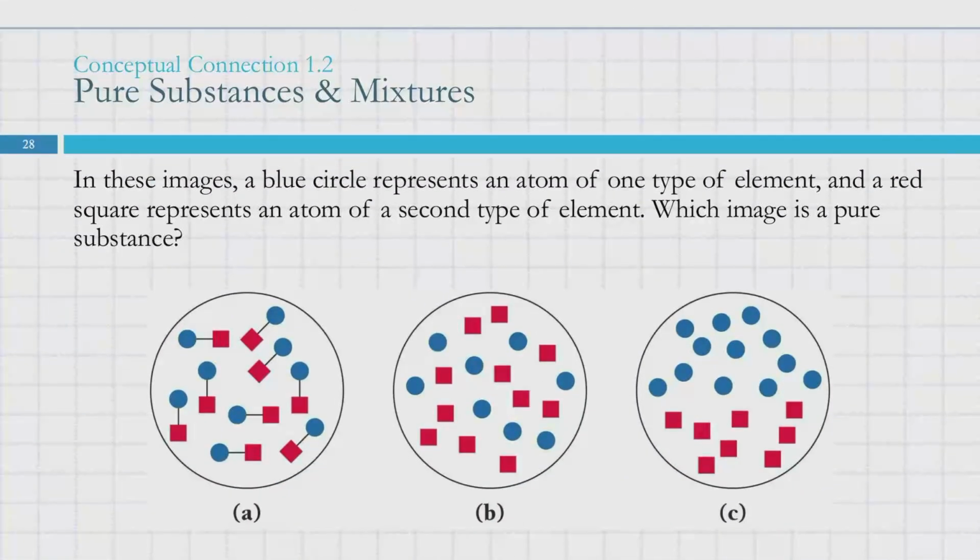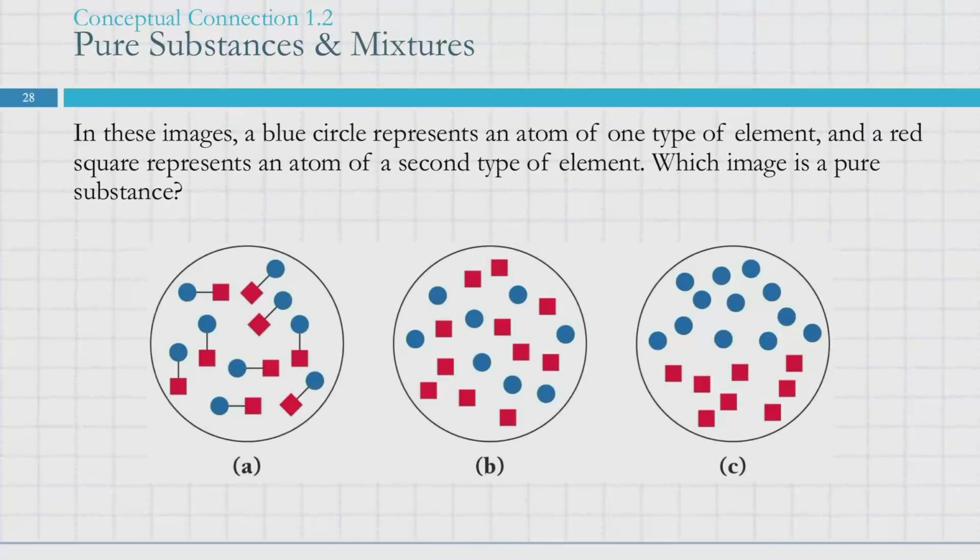All right, let's test our knowledge. In these images, a blue circle represents an atom of one type of element, and a red square is a second type of element. Which of these images is a pure substance? The correct answer is A. It's A because we've got one red with one blue, not in that order, together for each of these. We've got a compound that's made up of one blue, one red together, and that's all that we have there. Only this one unit just repeated.